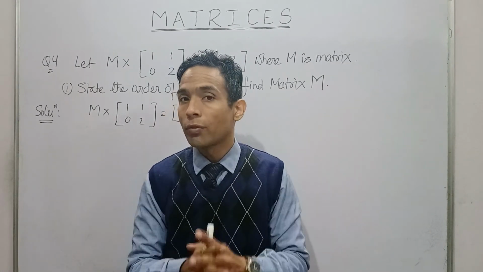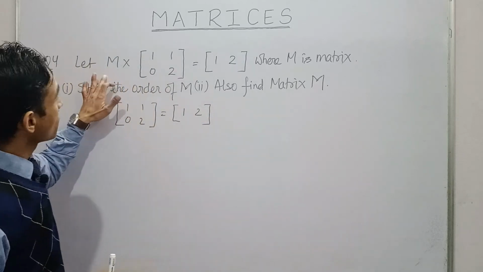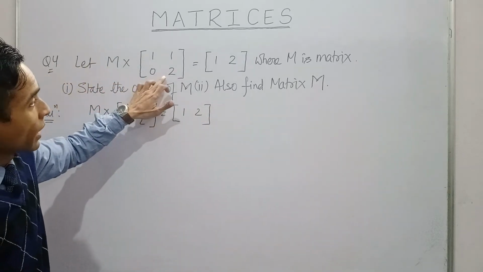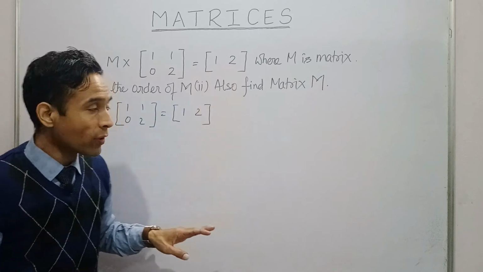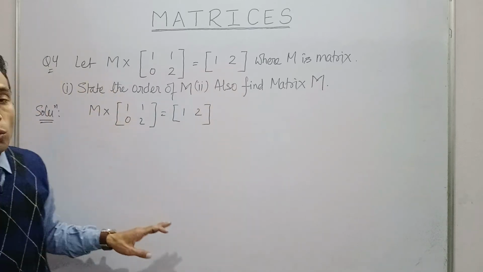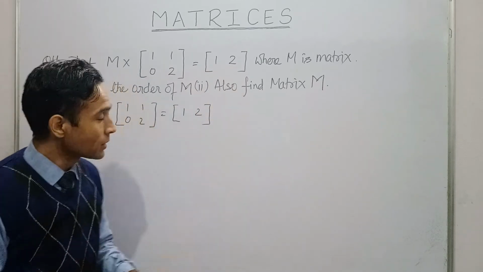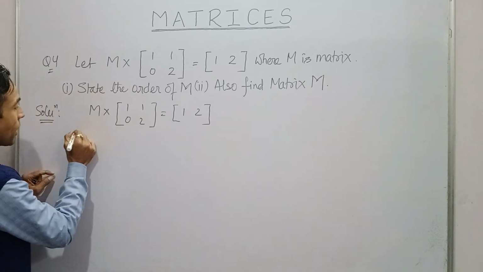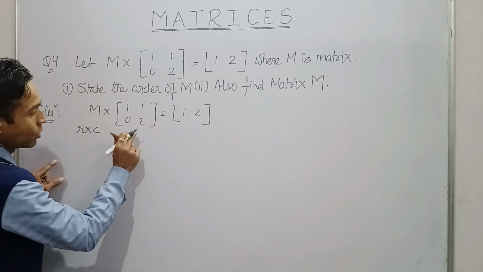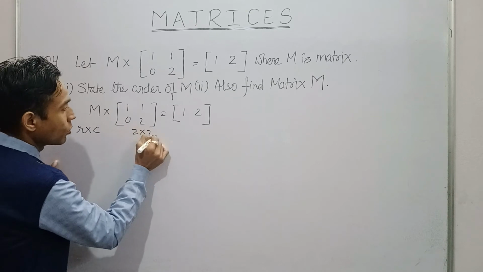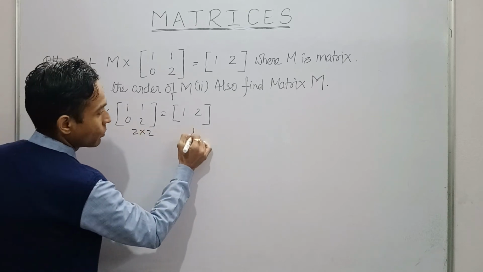In question number 4, we have an equation given in which m is in multiplication to this matrix and gives this matrix. We have to find out the order of m and also the value of matrix m. Let's take the order of m as r by c. The order of this matrix is 2 by 2 and the order of resulting matrix is 1 by 2.